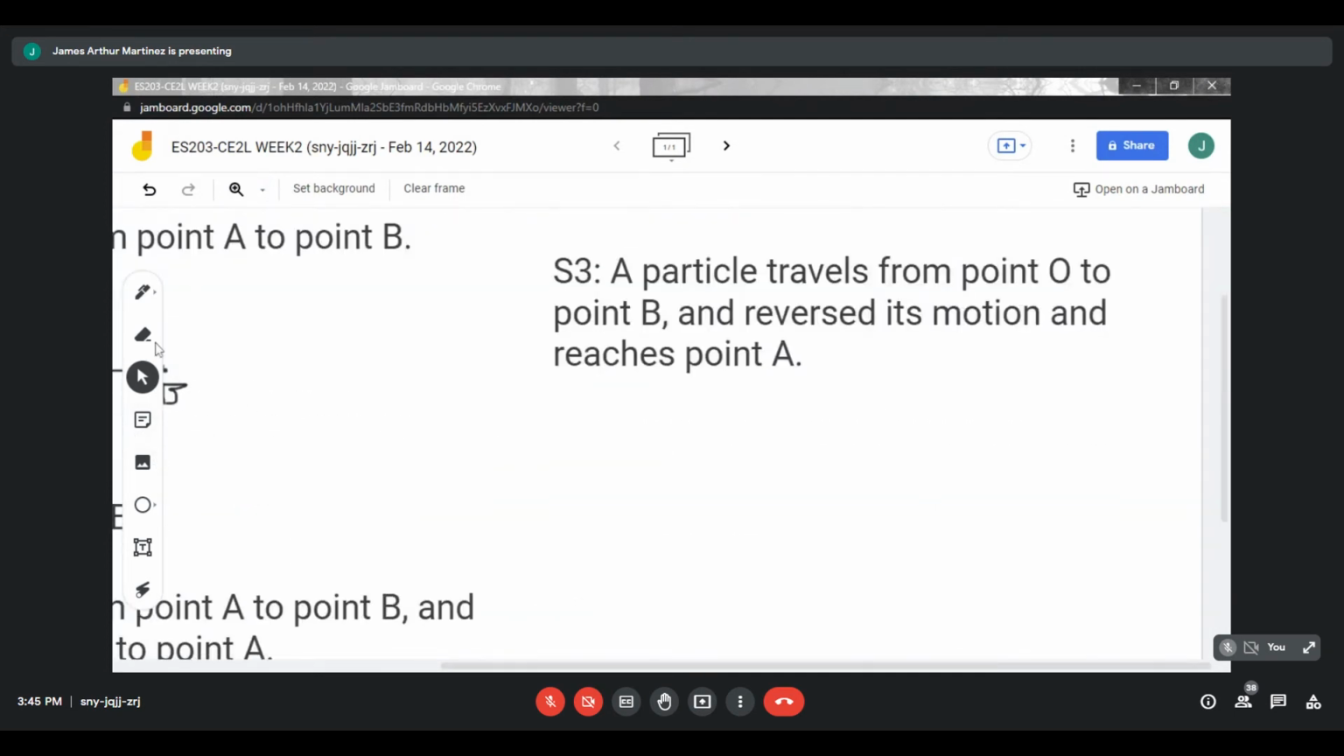So we have here another situation wherein a particle travels from point O to point B. So let's have the original position or the initial position, point O. Then it travels to point B. And then after reaching point B, it reverses its motion, or it goes back along its path and reaches point A. So let's say point A is here.